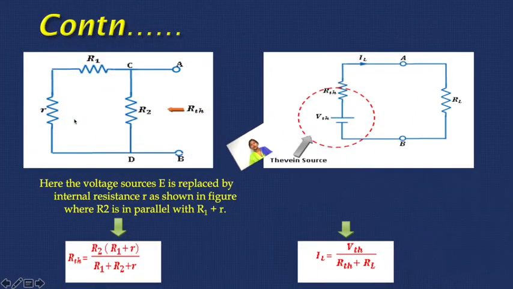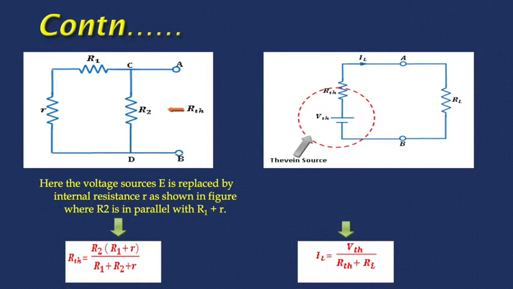Calculate RTH viewed from the AB terminals. Then all voltage sources are short circuited and all current sources are open circuited. Then we get this figure. Here the voltage source E is replaced by its internal resistance r, and R2 is in parallel with R1 plus r. So the equivalent resistance RTH between the terminals A and B is RTH equals R2 into R1 plus r, divided by R1 plus R2 plus r.